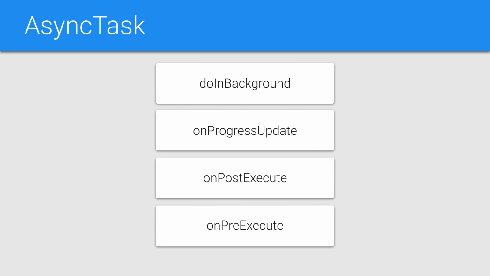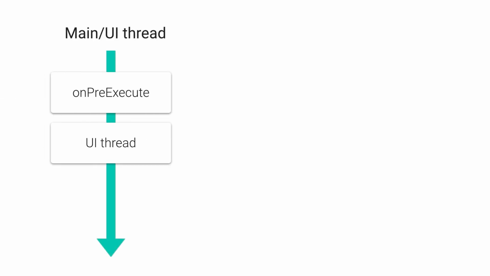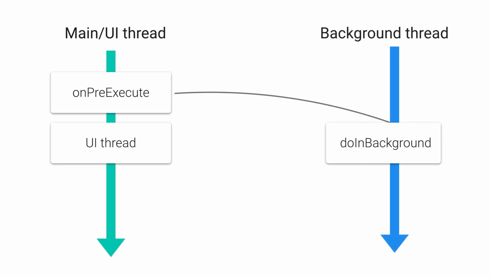In order to execute an async task, you call execute with the parameters to be sent to the background task. The async task then runs through several steps. First, it calls onPreExecute on the UI thread, so you can initialize anything you might want to in the UI thread before your background task starts. Then it calls doInBackground on another thread, which is where your long-running task will run.